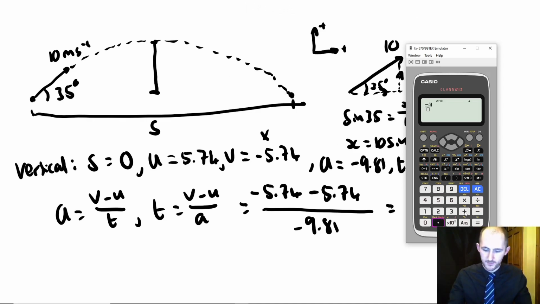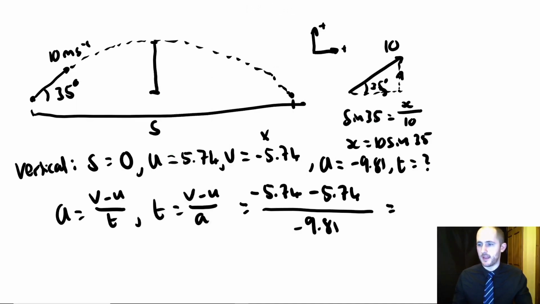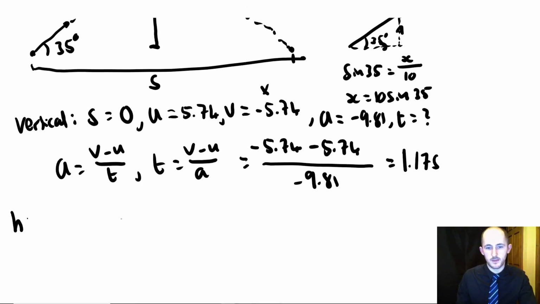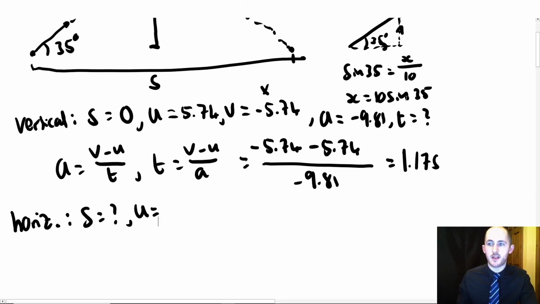So minus 5.74 minus 5.74 all over minus 9.81 gives me a time of 1.17 seconds. So this thing ends up in the air for 1.17 seconds. So now, well, how does that help me? I wanted to work out this distance. Well, now I can look at the horizontal component, right? I'll keep it as horiz. S is what I'm trying to work out. Initial velocity, instead of 10 sine 35, will be 10 cos 35.